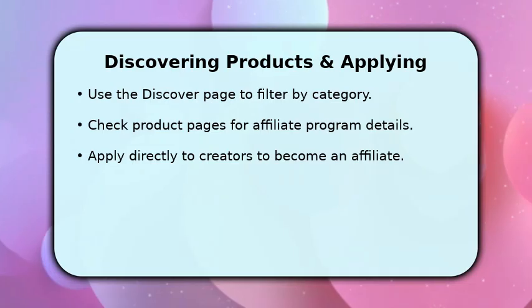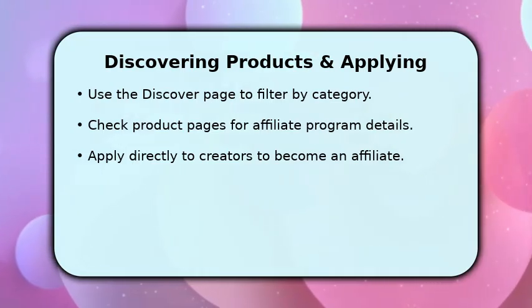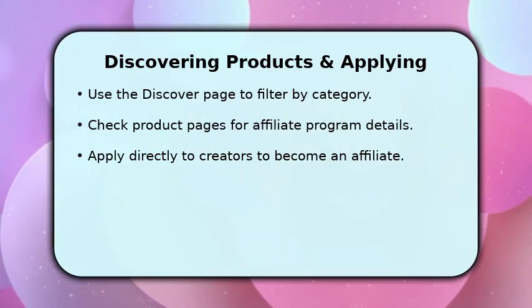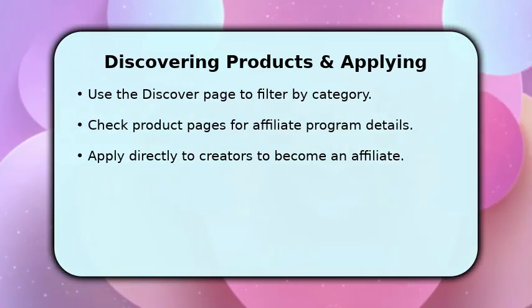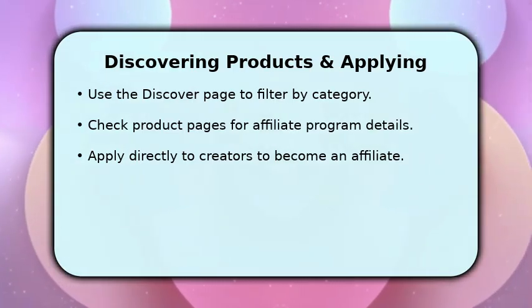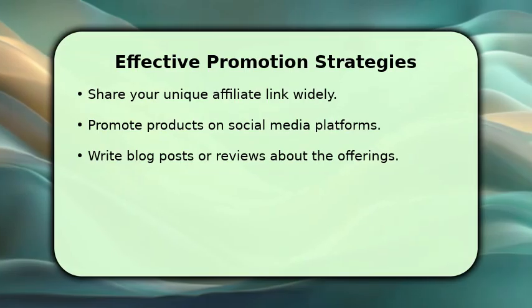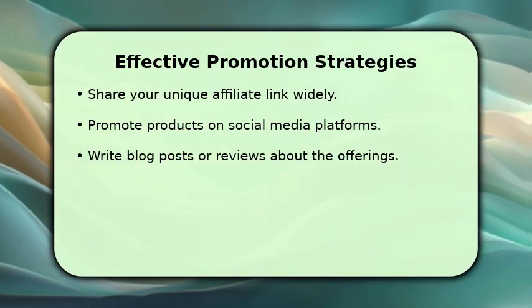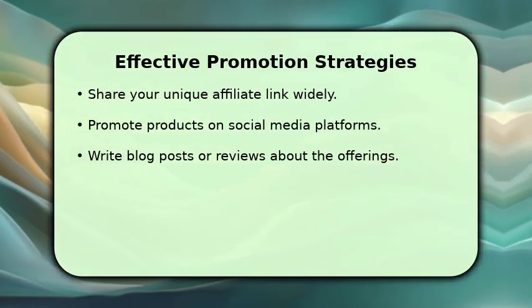Once you find a product you like, visit its page to see if the creator offers an affiliate program. If they do, you can usually apply directly through a link provided, often receiving approval within 24 to 48 hours. Once approved, you'll receive a unique affiliate link. This link is crucial for tracking your sales, so share it strategically.